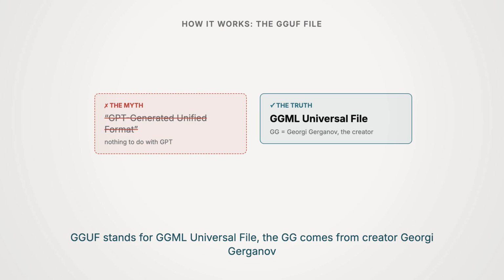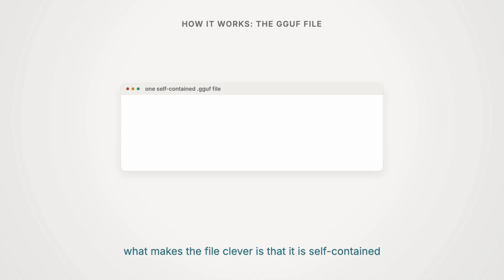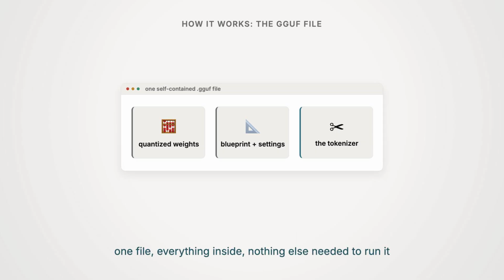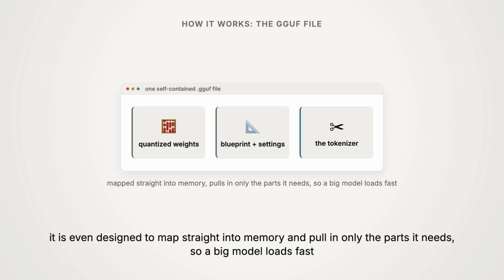What makes this file clever is that it is self-contained. It holds the quantized weights, plus the model's blueprint, its settings, and crucially the tokenizer, the part that knows how to chop your text into pieces. One file, everything inside, nothing else needed to run it. It is even designed so the computer can map it straight into memory and pull in only the parts it needs, so a big model loads fast.